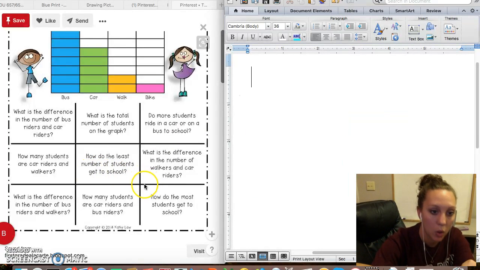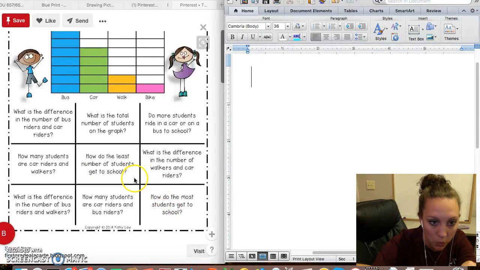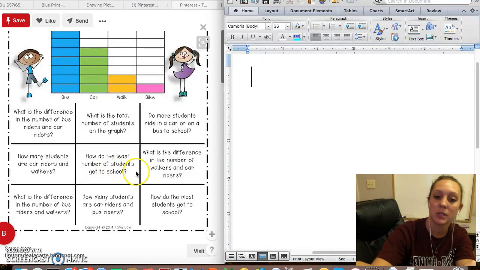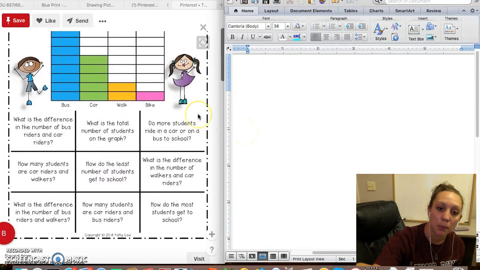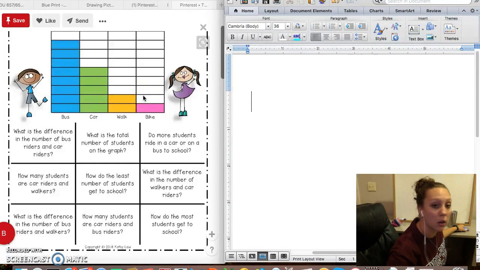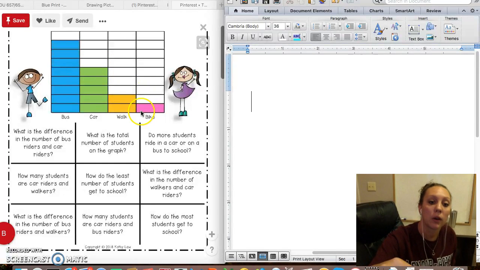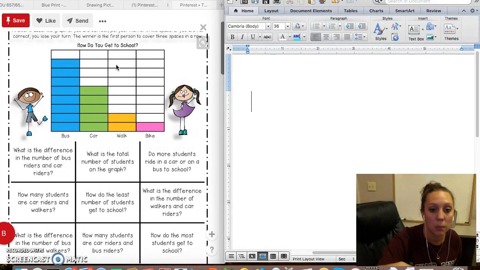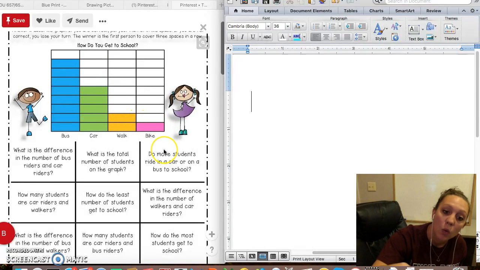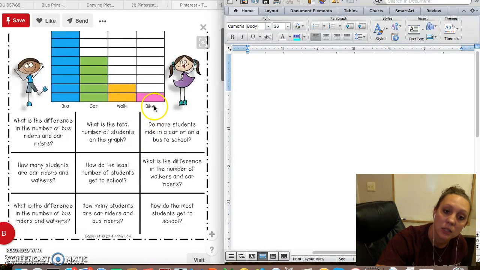Let's do 2 more. This one's pretty easy. How do the least number of students get to school? The least number. So we have to be able to look at our graph and look at which bar in our bar graph, which could also be considered a pictograph too, because you know we can see the blocks. So in this bar graph or pictograph, which is the least? Okay, obviously it's the bike.